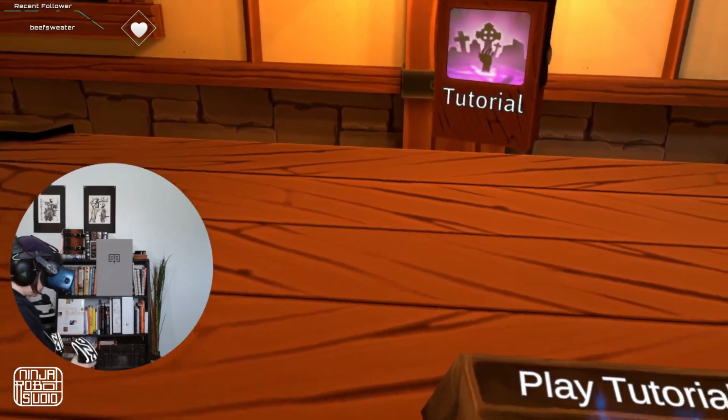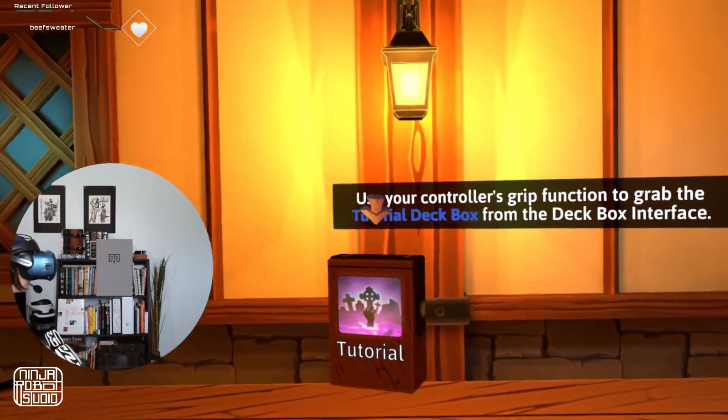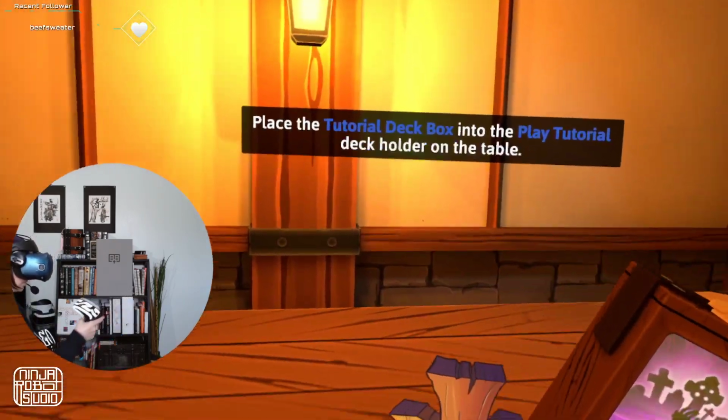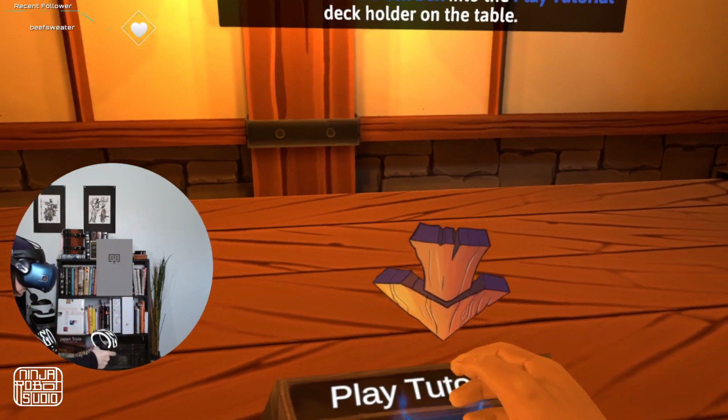Use your controller's grip function to grab the tutorial deck box from the deck box interface. Place the tutorial deck box into the Play Tutorial deck holder on.